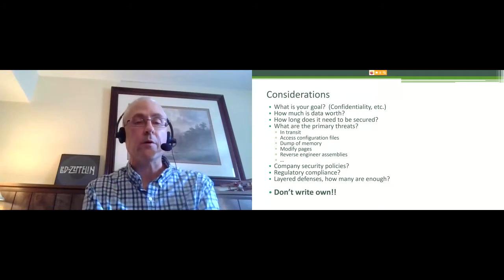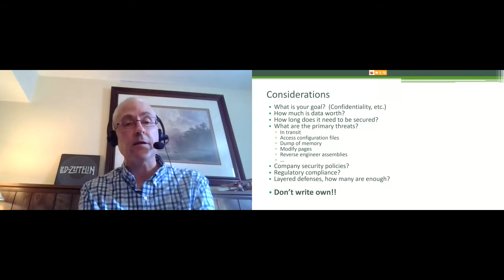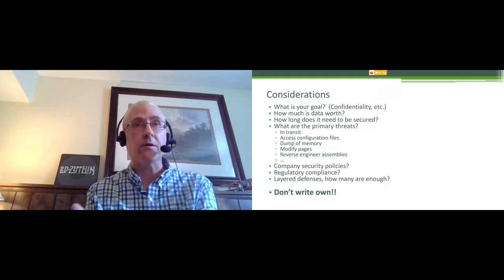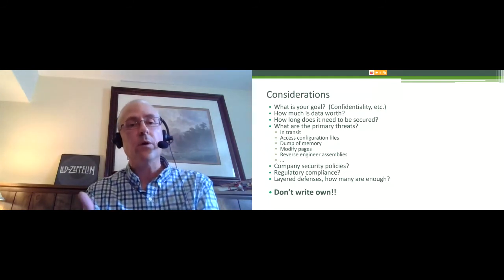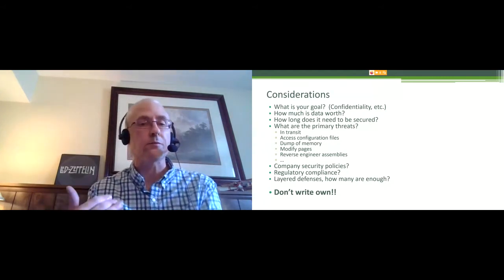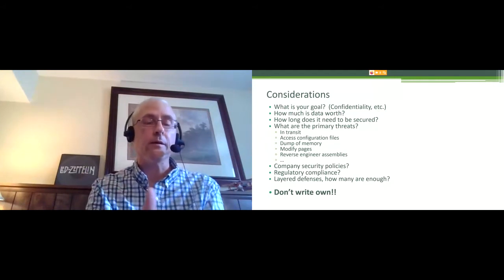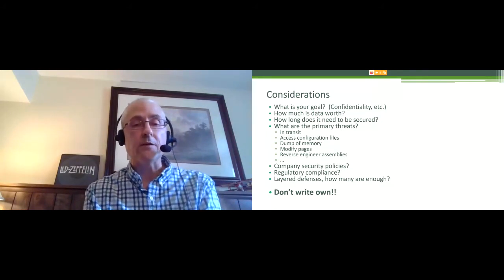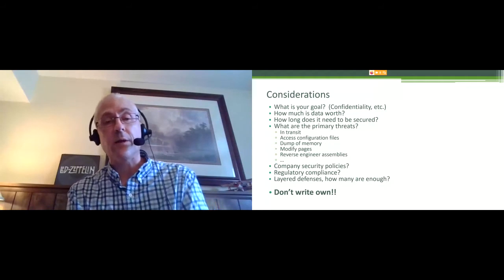I'm concerned people could access my configuration files. It's possible if somebody owned my server that they could actually take a dump of the physical memory. So they would be able to see anything that happened to be stored in .NET, but not yet garbage collected. So if I happen to have passwords or credit cards or anything that has yet to be garbage collected, that would be in a dump of memory. So I have to consider that. Someone could modify pages. They could reverse engineer my assemblies.